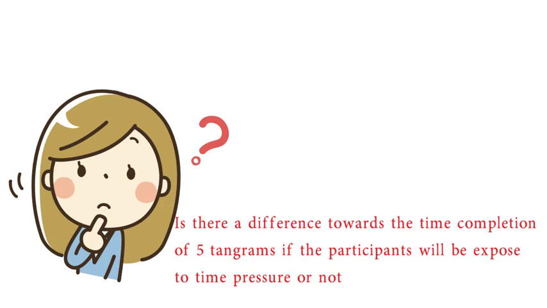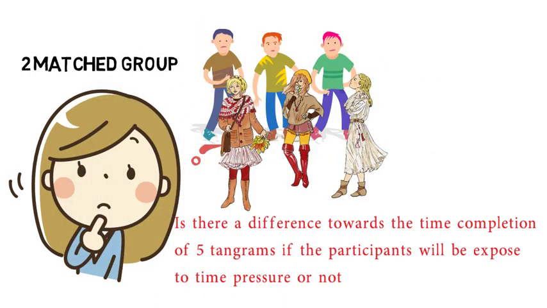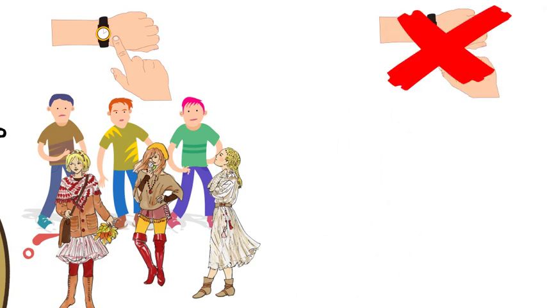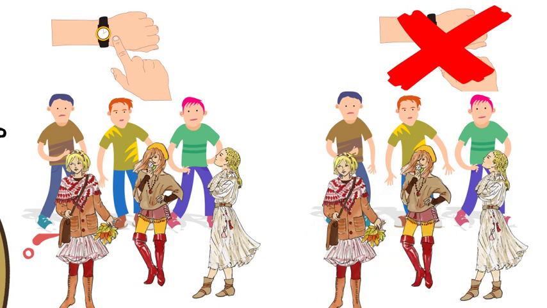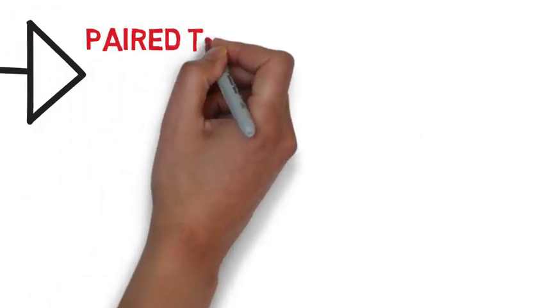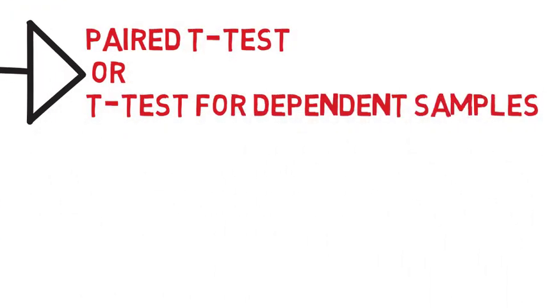So why do we consider this as a two-matched group? Because our data is divided into two groups. One data is exposed to time pressure while the other data is not exposed to time pressure. But the difference here is that the participants are the same in both data or treatments. The test that we will use here is a paired t-test or t-test for dependent samples.